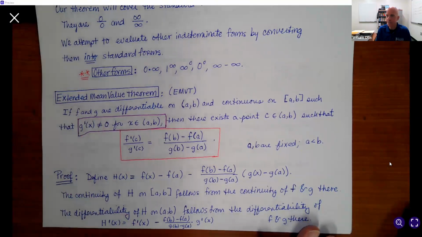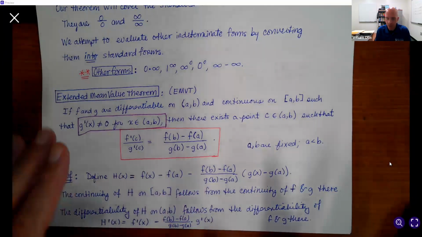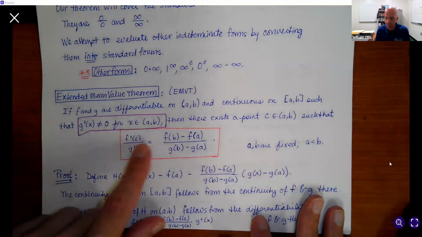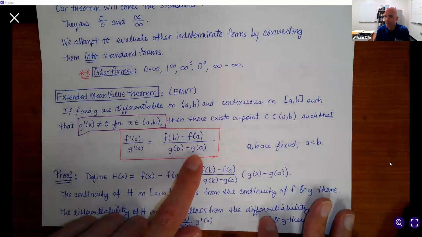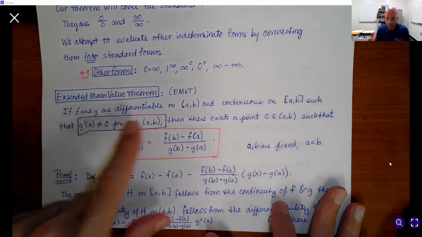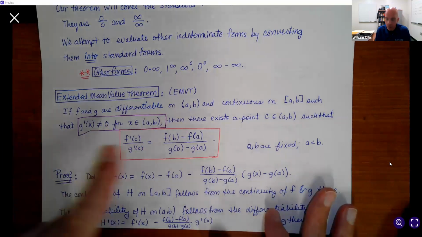Now, why do we call it extended? If you notice here, we've got more stuff. Normally, what we're used to is f prime of c, and we have f of b minus f of a divided by b minus a. Well, you see the existence of another function g. So what we have done is we have extended the first result, and it's called EMVT, for extended mean value theorem.